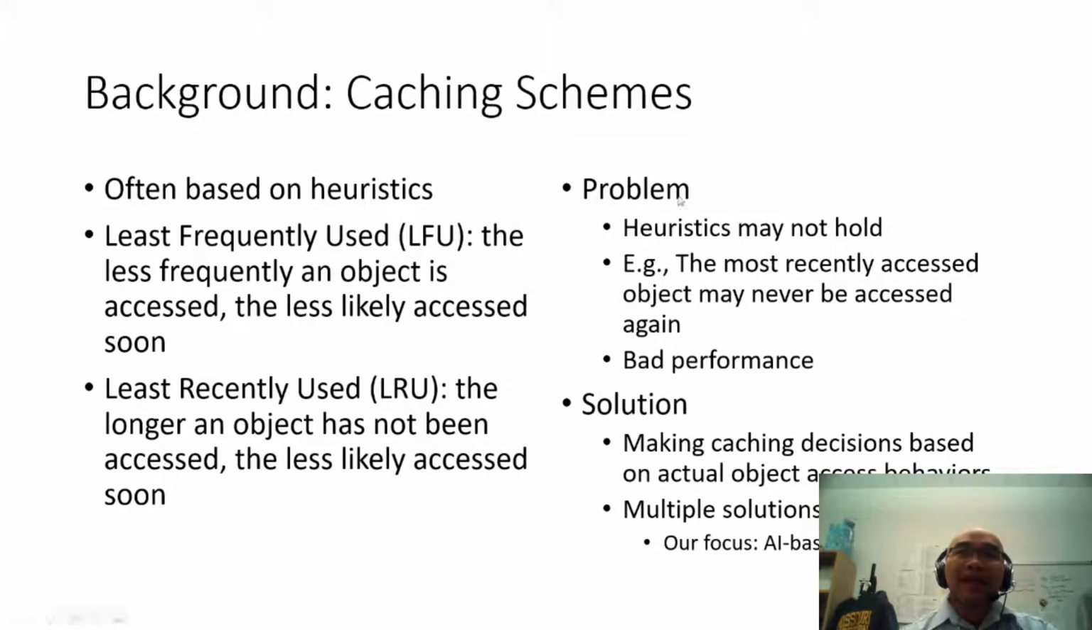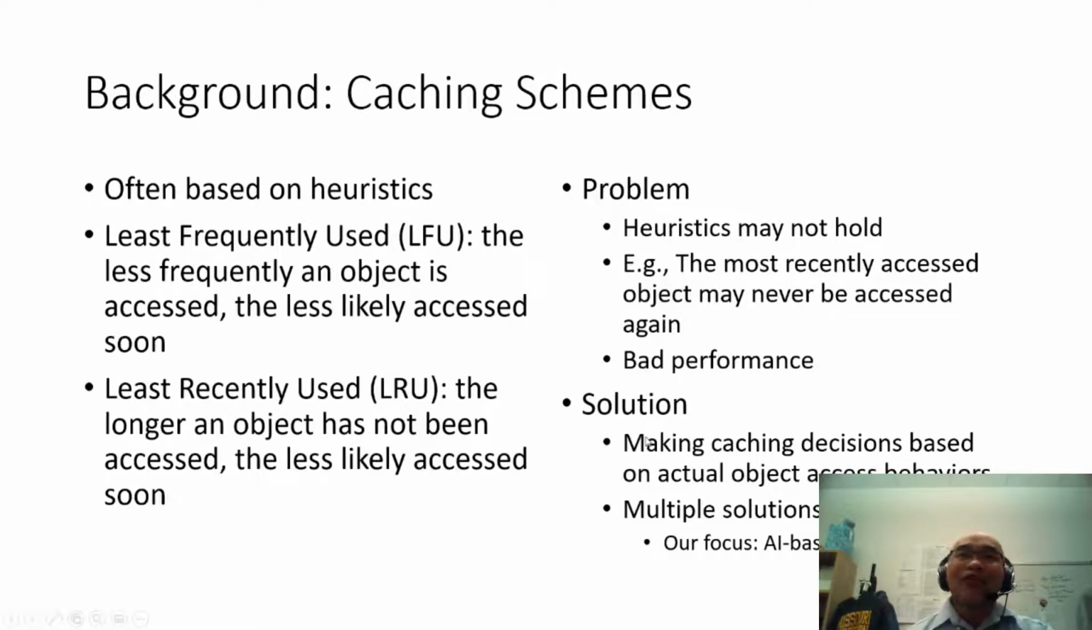And the problem is that the heuristics do not always hold. Say, for example, the most recently accessed object may never be accessed again. In this case, we would not want to keep it in the cache. And when heuristics do not hold, the performance becomes bad, which means that the effectiveness of the cache server degrades.